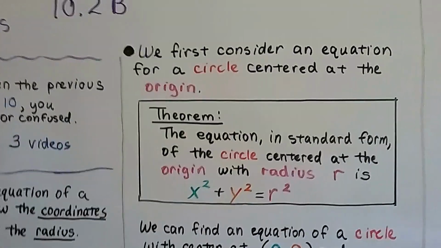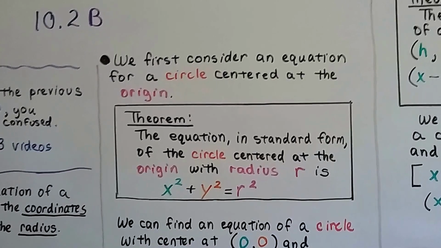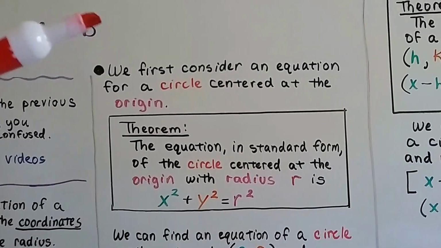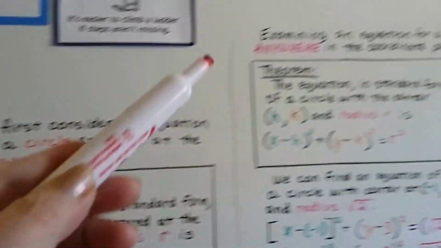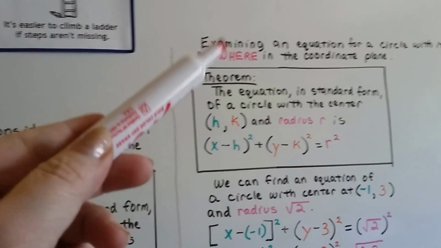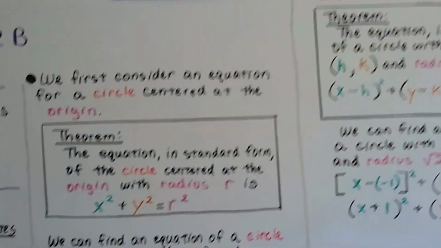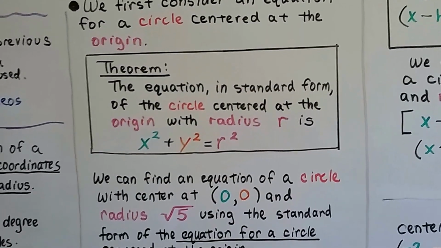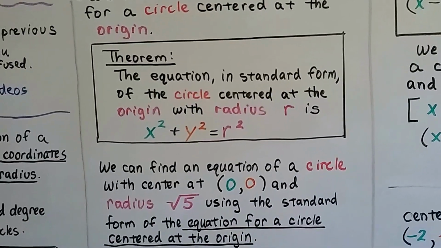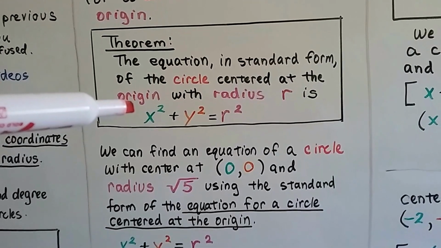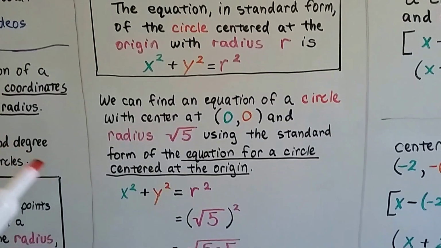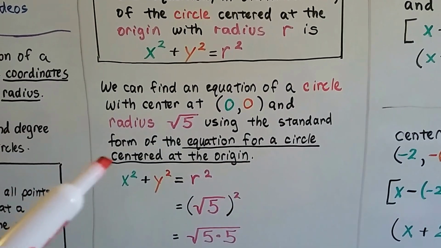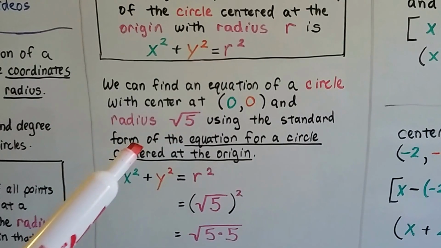So we first consider an equation for a circle centered at the origin. So we're going to talk about what happens when the circle is centered at the origin and when it's centered anywhere on the coordinate plane, okay? So this is for the origin. Here's our theorem. The equation in standard form of the circle centered at the origin with radius r is x² + y² = r².